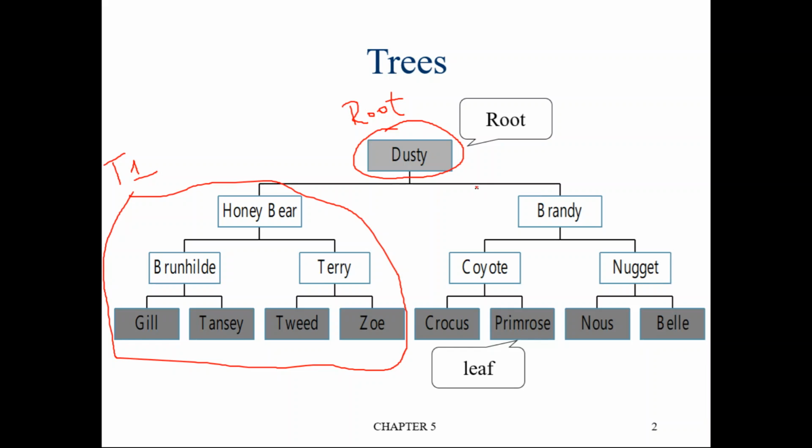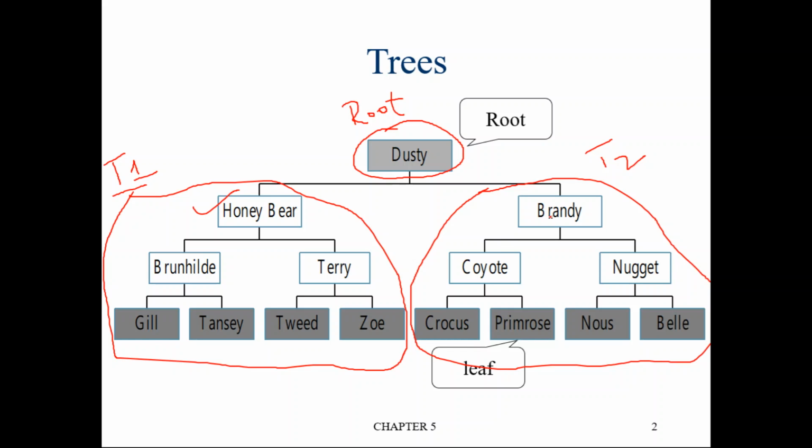Okay, this is another disjoint set, which we can call T2. So you can say that T1 is a tree. What is the root of T1? Honeybeer is the root. And what are its children? Brunhilde and Terry. And what are Brunhilde's children? Jill and Tansy, like that. And T2 is another tree.